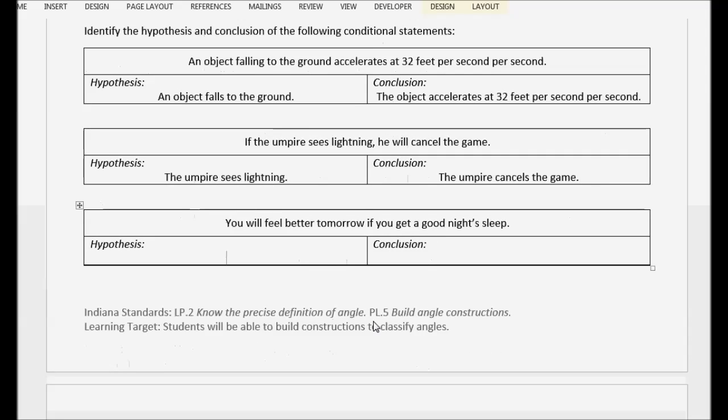You will feel better tomorrow if you get a good night's sleep. Notice that this sentence is backwards. The hypothesis is that you get a good night's sleep, and the conclusion is that you will feel better tomorrow.